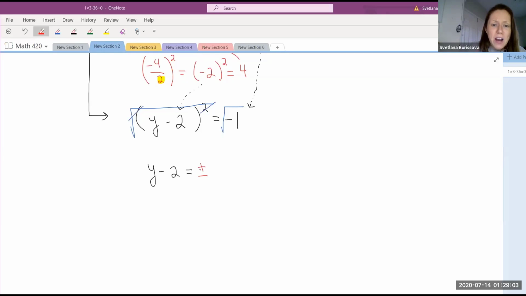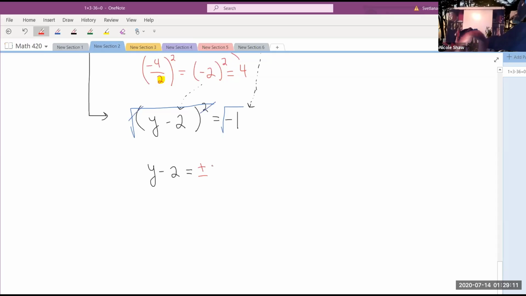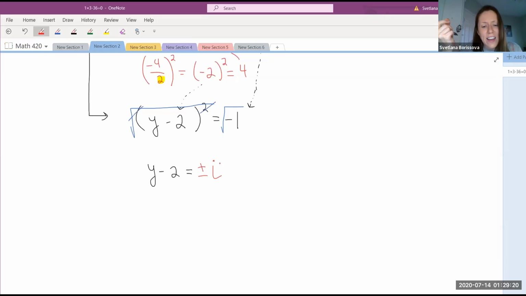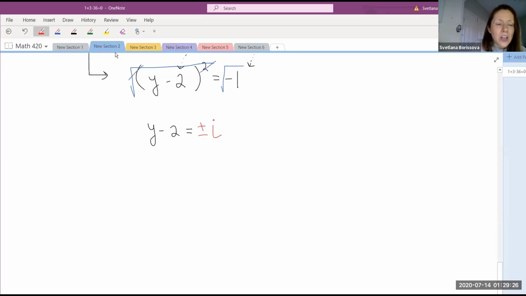So for us, it's the square root of -1. What is the square root of -1? I. So that's just basically I. So it's plus and minus I. Again, you have two numbers there, positive I, so plus I, or just I, and then negative I. So these are two options. And then to finish this, you would need to get y by itself. You will add 2. So plus 2 on the left, plus 2 on the right.